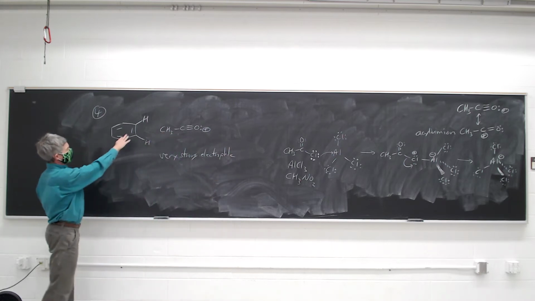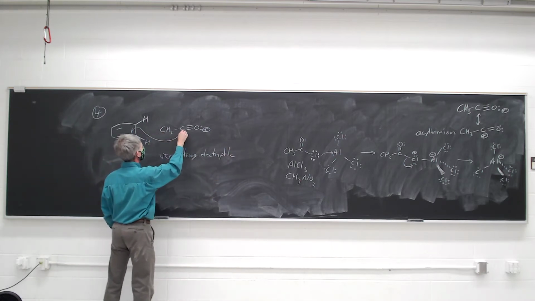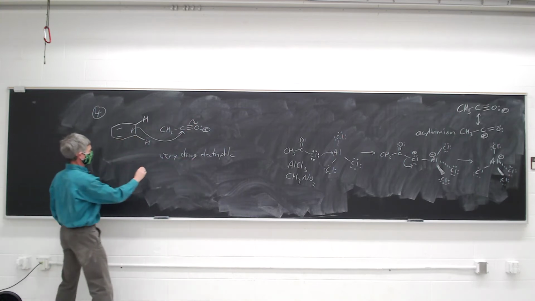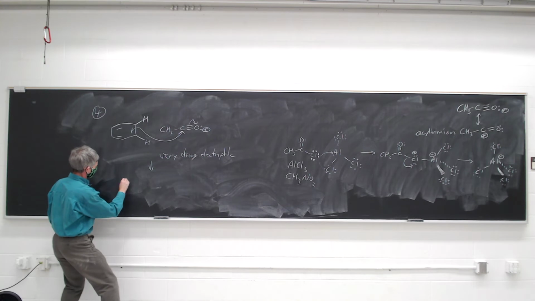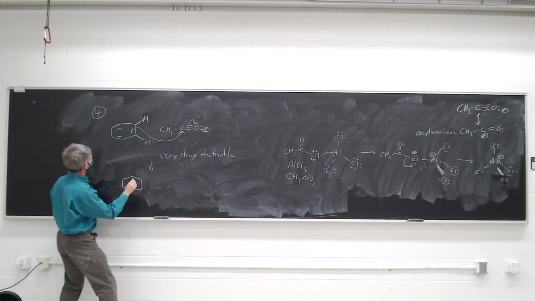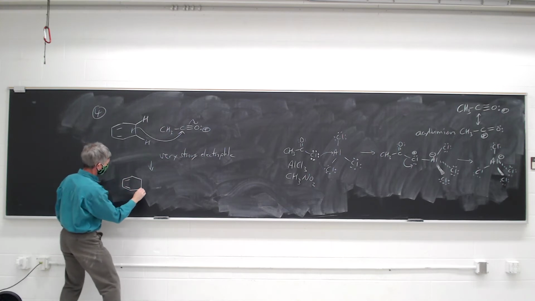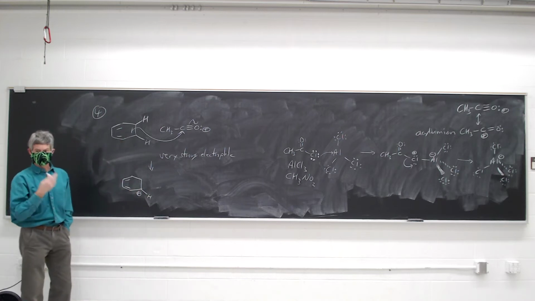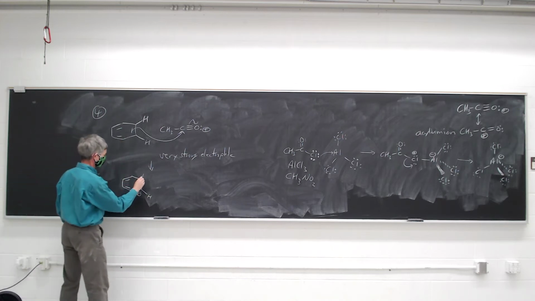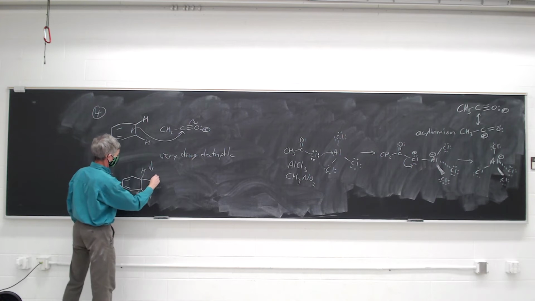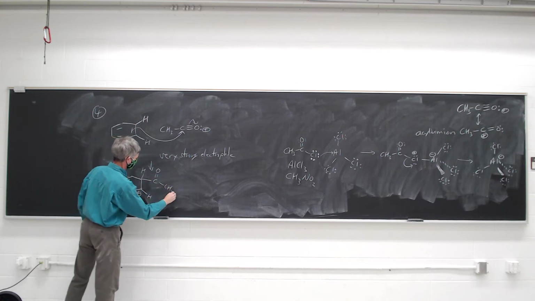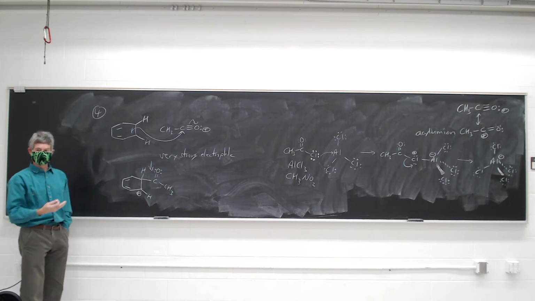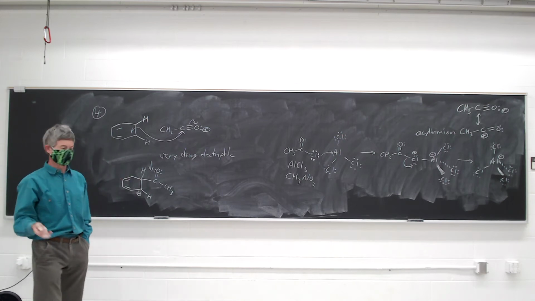Because when this pi bond reacts, that is going to break the aromaticity of the benzene ring. And there's about a 30 kilocalorie per mole resonance stabilization or aromatic stabilization energy. That comes from the fact that we have those three double bonds together in a six-membered ring.